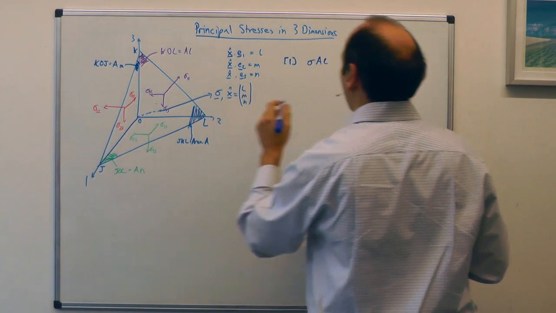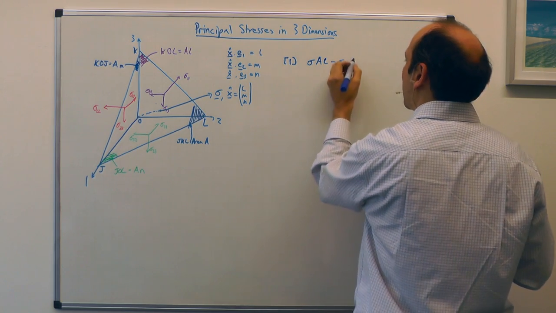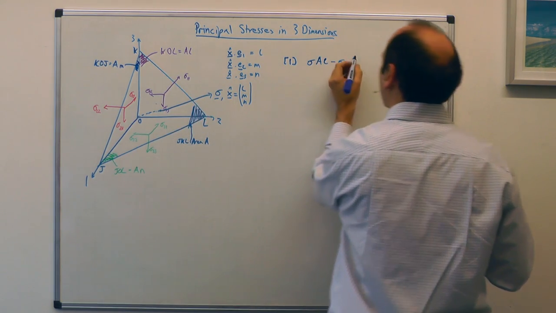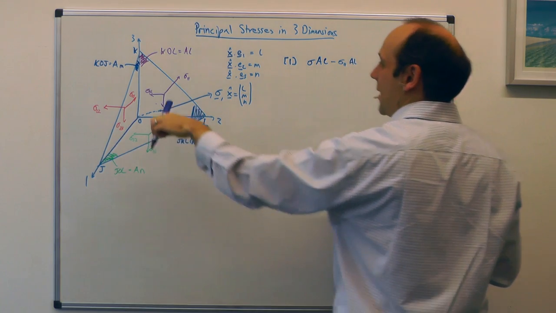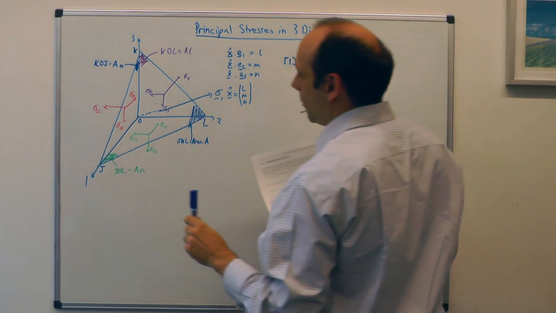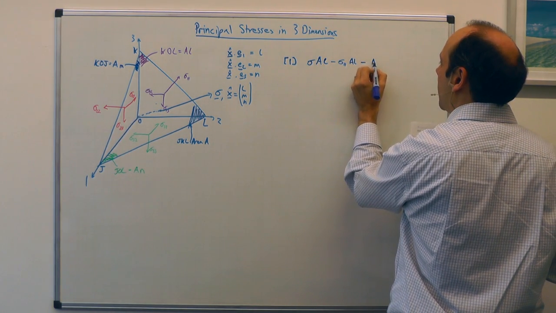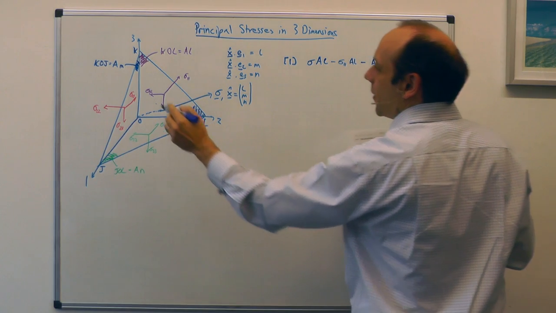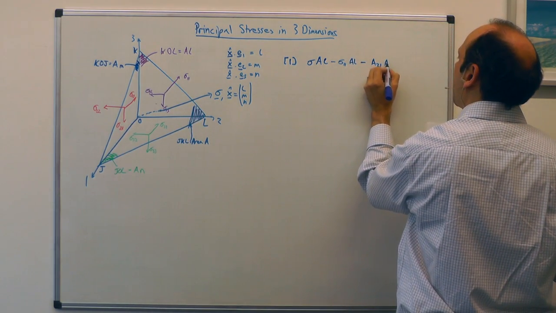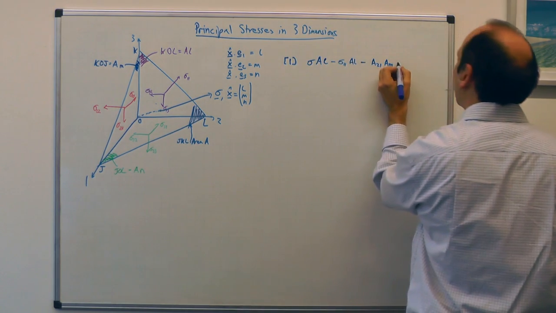Then I've got a force opposing it of sigma 11, and that's acting on an area KOL, so that's AL. But it already is in the one direction. I've also got a sigma 21, notice, and that's acting the other way, and that's acting on an area of AM. And I've also got, somewhere here, a sigma 31.